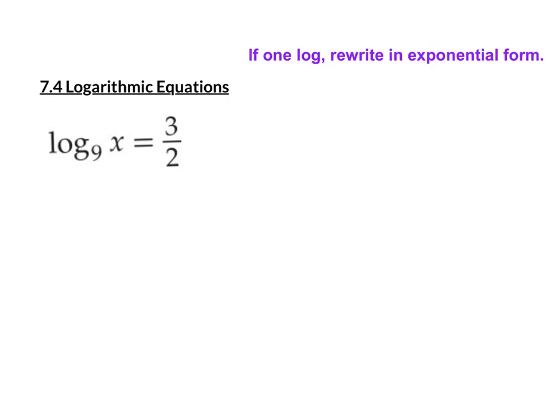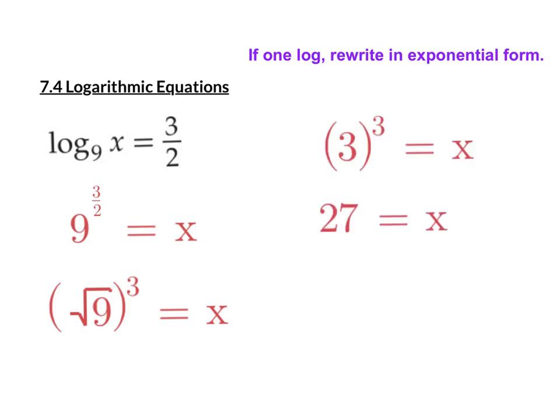9 to 3 halves. Yep. Very good. Hopefully you got, how many had that? Good. So what is 9 to the 3 halves? Okay. So if I take the square root of 9 and cube it, that is 3 cubed, which is 27. Do a quick little check, make sure we don't have a negative here. It's not negative, we're good. How many had that? Okay, so that's it. For one log, rewrite it in exponential form, simplify. Okay?